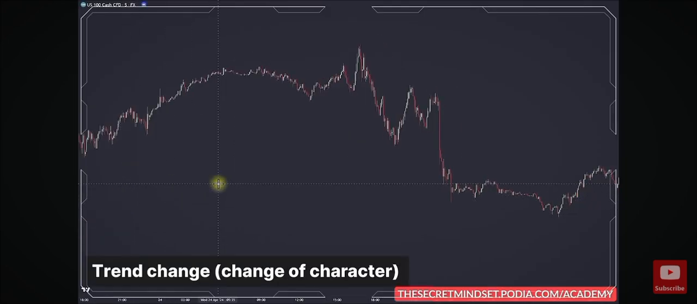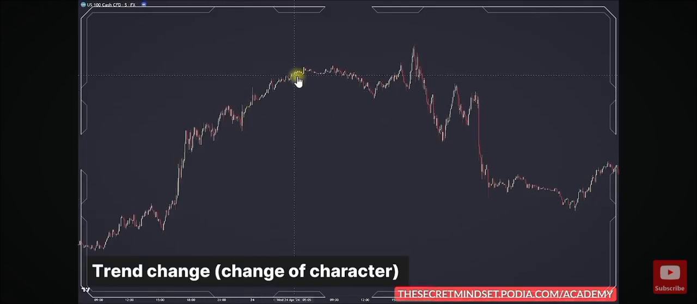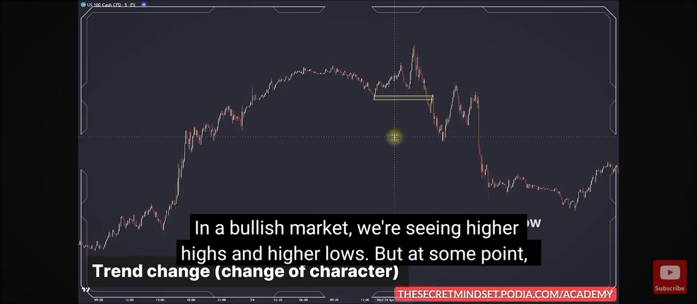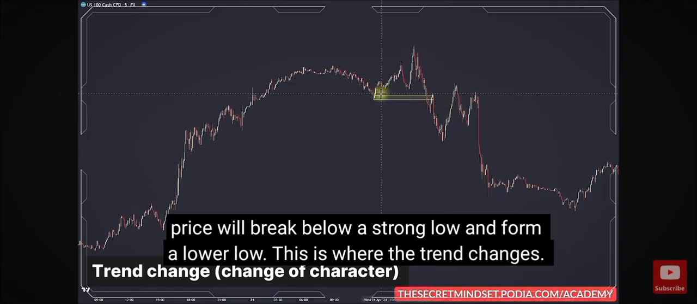Now let's look at trend changes, also known as changes of character. A bullish market doesn't last forever, and neither does a bearish one. In a bullish market, we are seeing higher highs and higher lows. But at some point, price will break below a strong low and form a lower low.